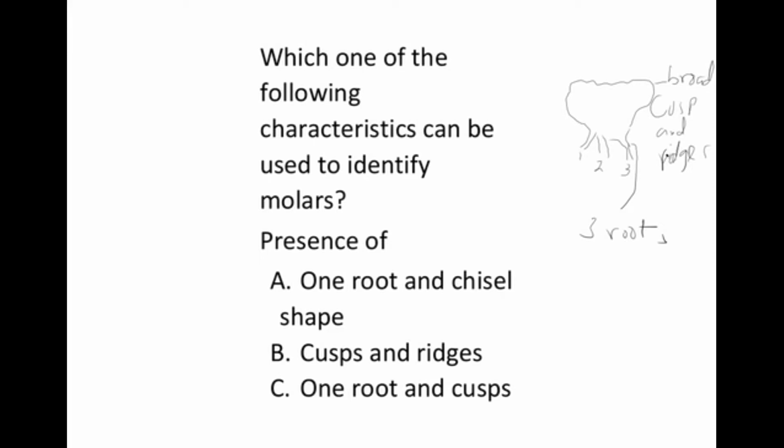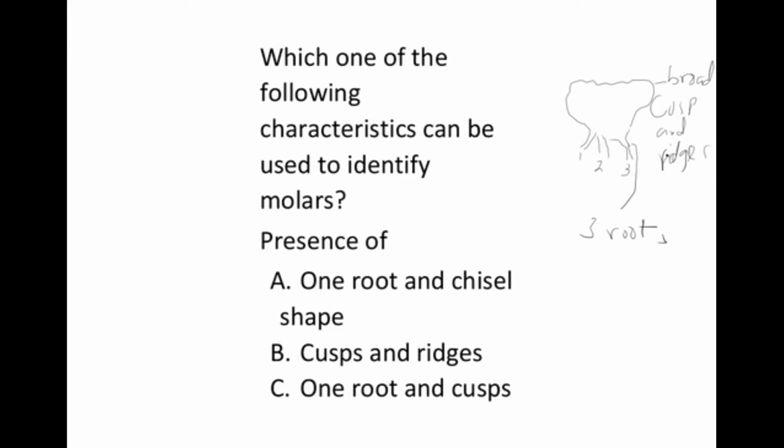We have our choice A, 1 root and chisel shaped. That one cannot be our answer. Why? We have said now it is broad, as cups and ridges. It has 3 roots, so that one cannot be our answer. B, it has cups and ridges. As you can see now, it is broad, as cups and ridges. So B can be our answer, but let us look at other choices.